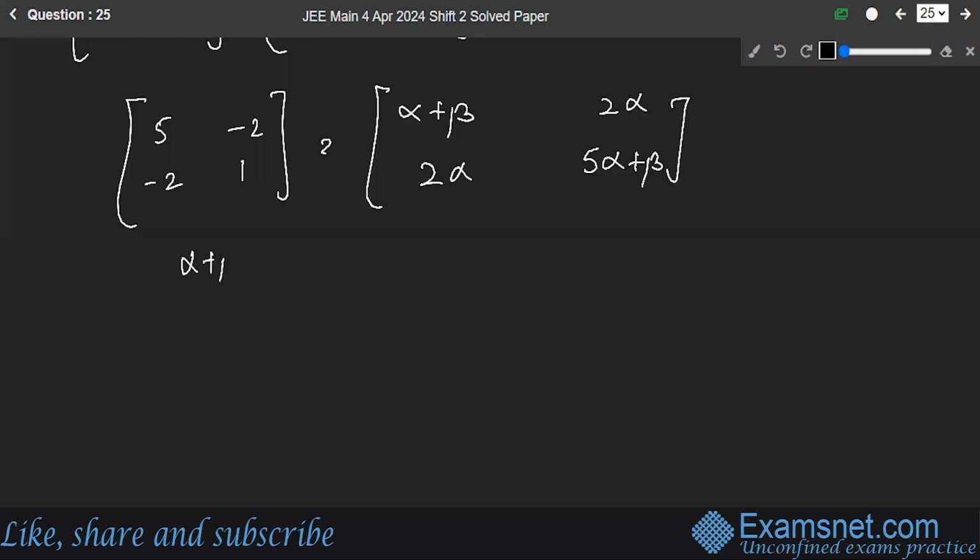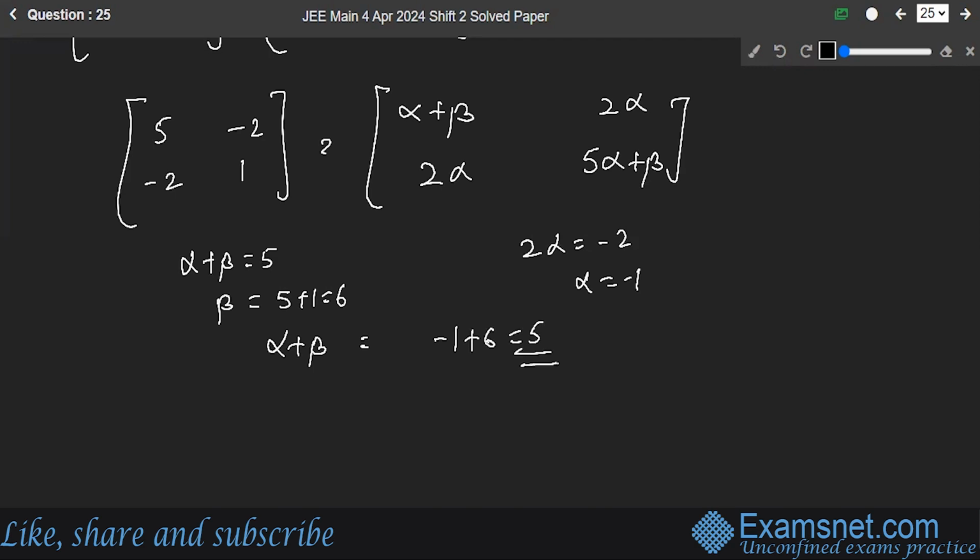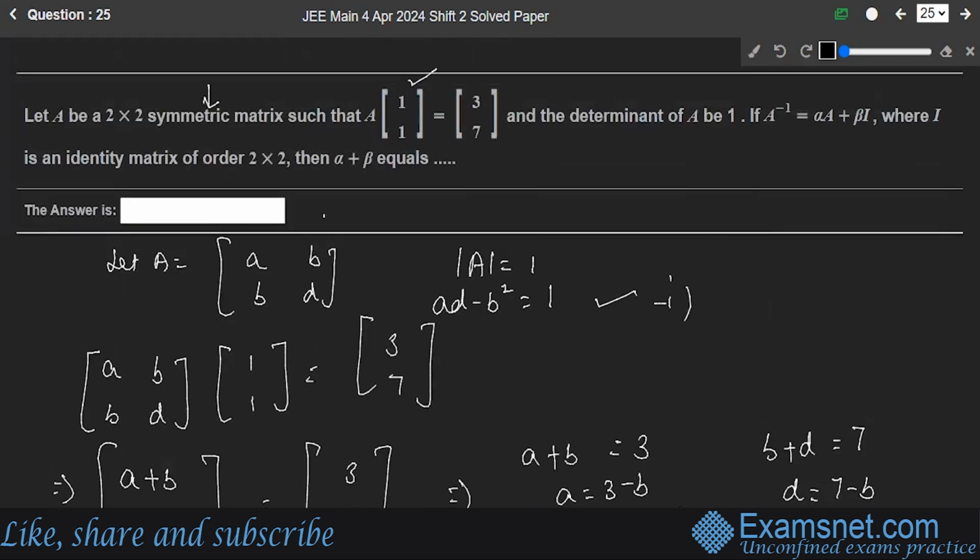So from here, alpha plus beta is equal to 5, 2 alpha is equal to minus 2, alpha is equal to minus 1, beta is equal to 6. Got the value for alpha and beta, so you have to find out alpha plus beta, which is equal to 5. This is the answer to the question, 5, right answer. Hope you got that. Let's move to the next question.